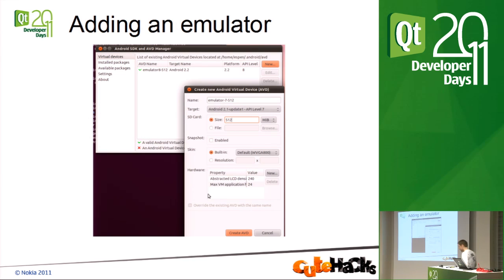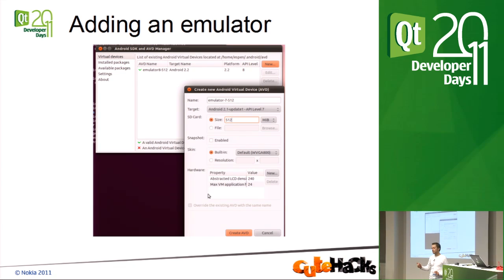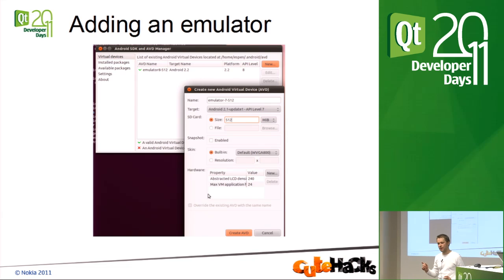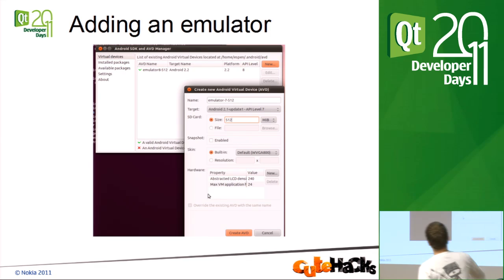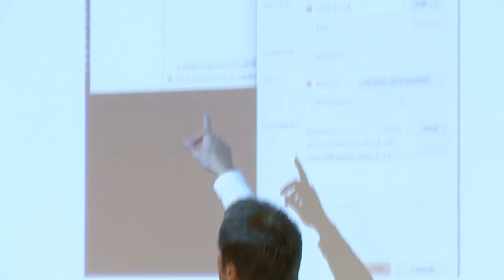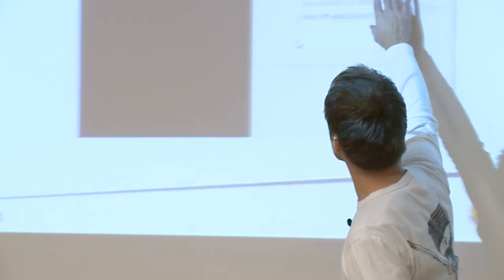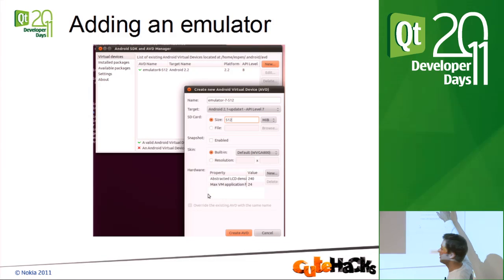OK, we have now installed Necessitas on our PC. Before we run stuff, you have to add at least one emulator, or else it may crash on you. So simply go into your Android SDK directory, start the Android tool, which is in the tools directory, and add a virtual device. This is the Android SDK and AVD, which is the virtual device manager. And here I'm adding an emulator for API level 7 with an SD card of half a gig. And then you just say yes, and then it's fine.